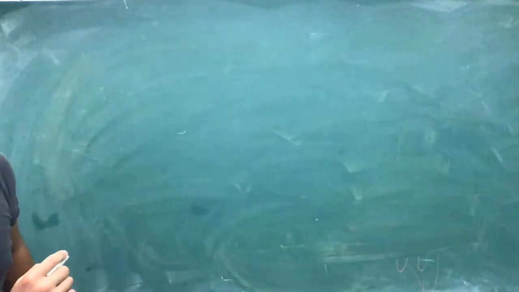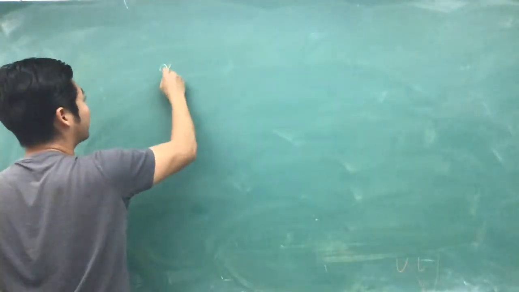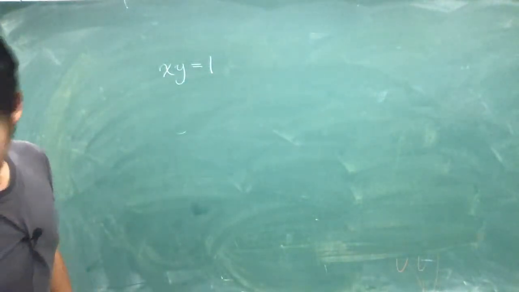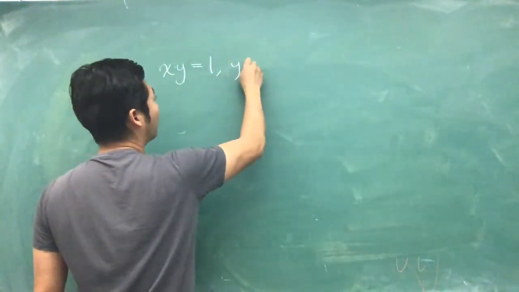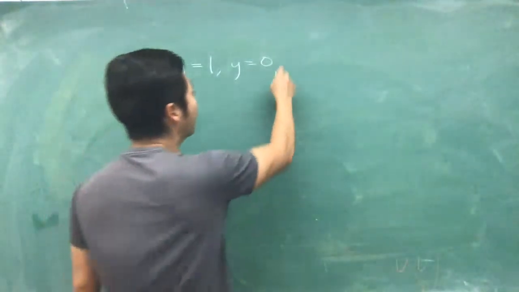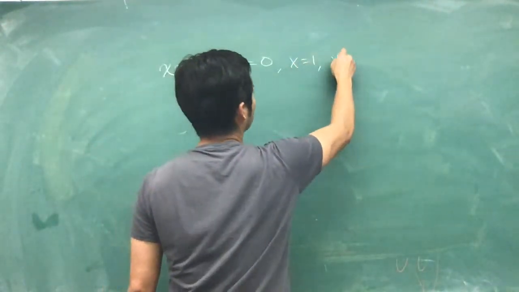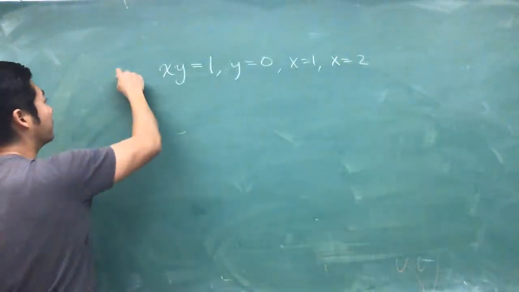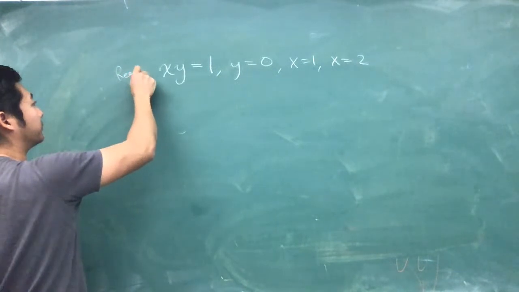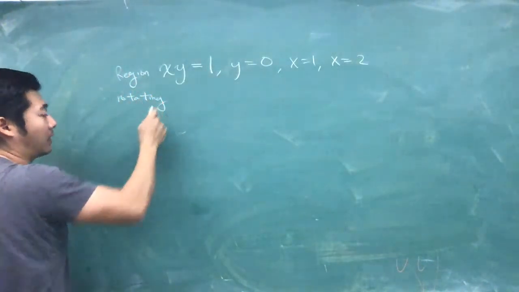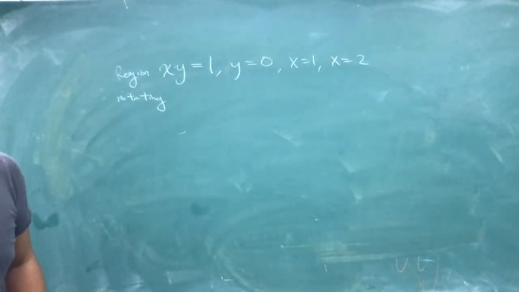So how about xy equals 1, y equals 0, x equals 1, x equals 2. That's the region. And we're rotating about the line x equals -1.